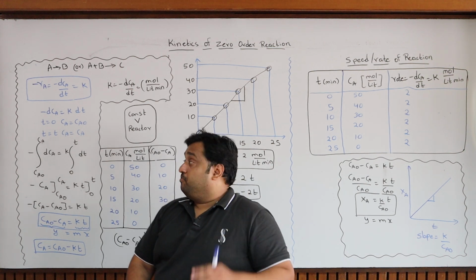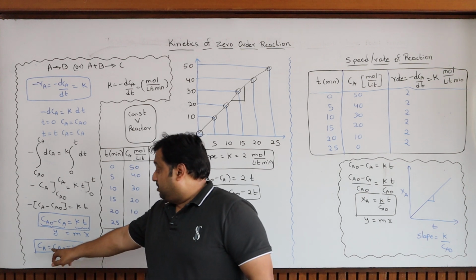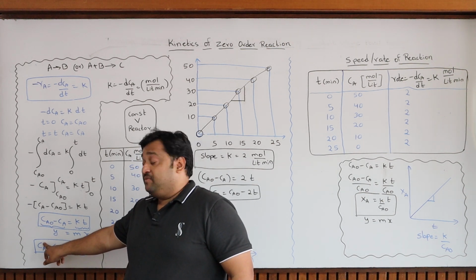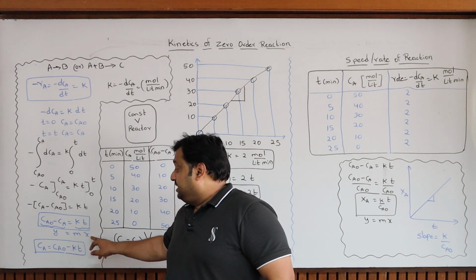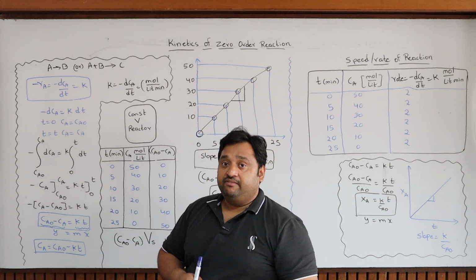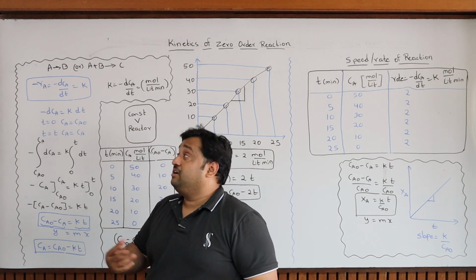That shows how the concentration in the reactor is varying. The concentration of A is nothing but the initial concentration minus K times t. As time increases, the concentration of A will reduce. K is the rate constant.